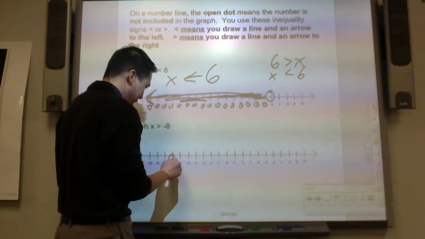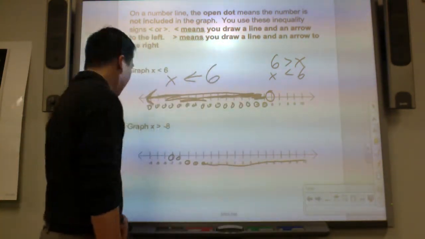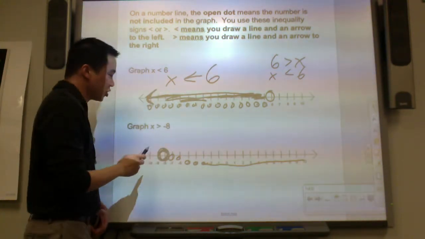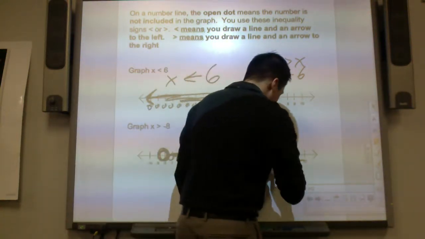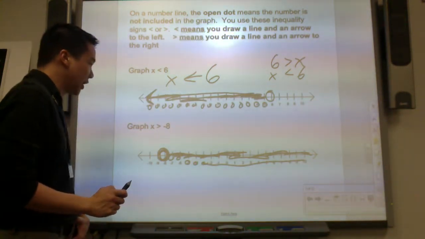Well, negative 7, negative 6, negative 5, negative 4, all these numbers are more than negative 8. So we go to negative 8, open circle. Why open circle? Because you're not including negative 8, and you're going to include all of these numbers, because all these numbers are greater or more than negative 8.